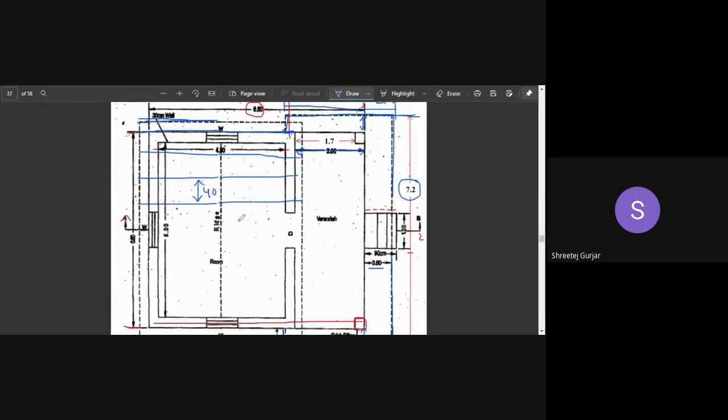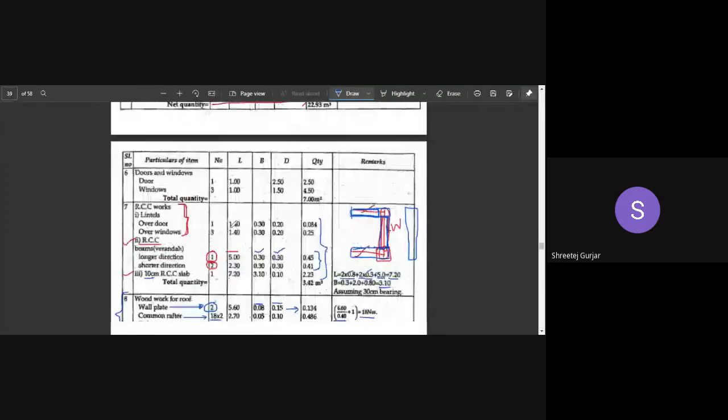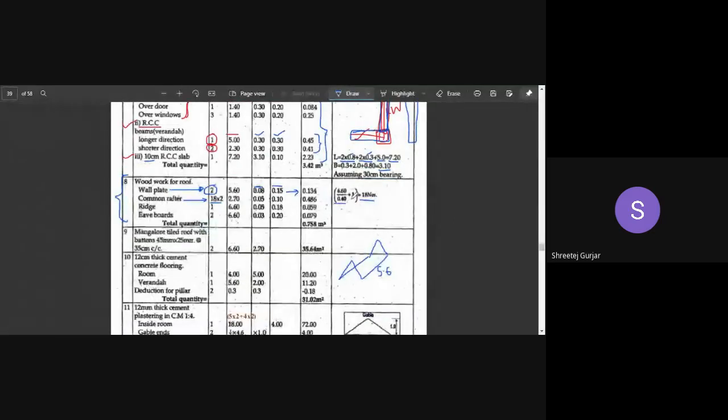So if we divide this 6.6 by the spacing, that is 40 centimeter, you get a total of 18 common rafters required on one side. Okay, on one side it is 18, and on the other side another 18 are required. So it is 18 into 2 we have calculated. I've shown you how we have calculated. So plus 1 we have to do, and we will get the number.